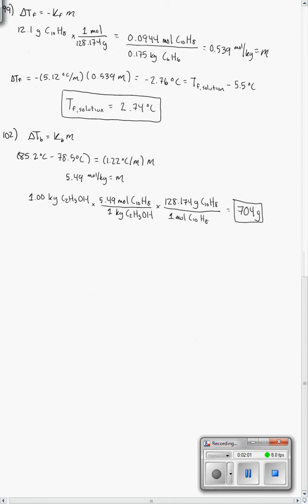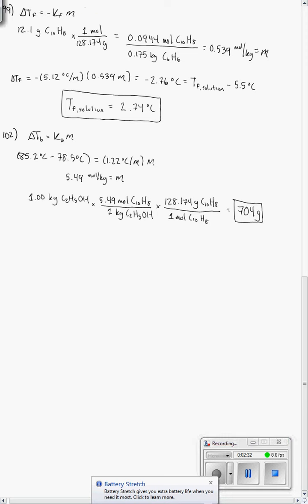99 and 102 each involve colligative properties. And colligative properties are properties that depend on the total amount of solute particles in solution, but not on what kind of solute particles are in solution. And there are 4 colligative properties. There's freezing point depression, there's boiling point elevation, there's vapor pressure lowering, and there's osmotic pressure. Each of these has its own formula that tells us how specifically that property depends on the concentration of solute.